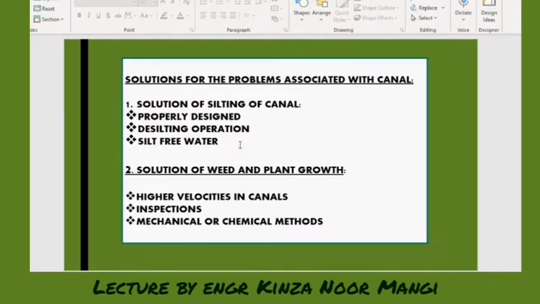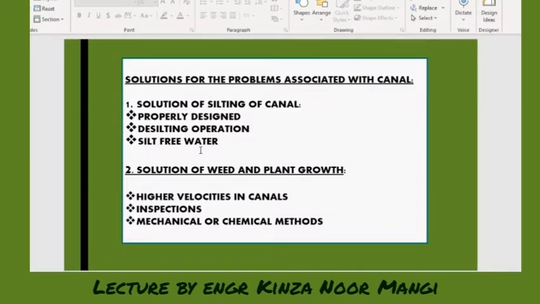Either mechanically, with the help of machines, we take out those layers of silt particles, because silting will reduce the storage capacity and its use will be decreased. That's why we carry out the desilting operation. Third is silt free water. So it's saying that this is also a solution.